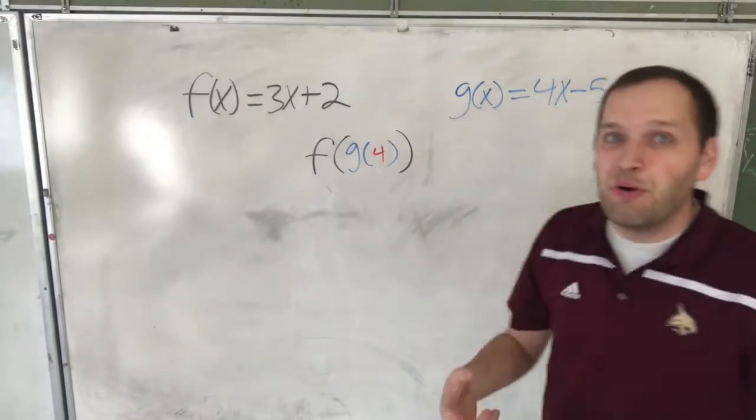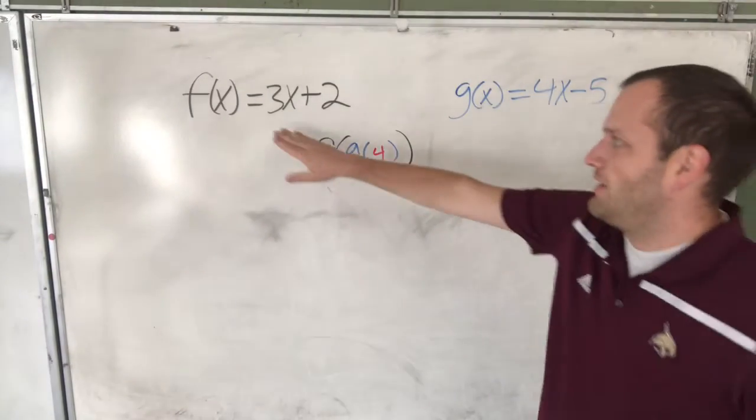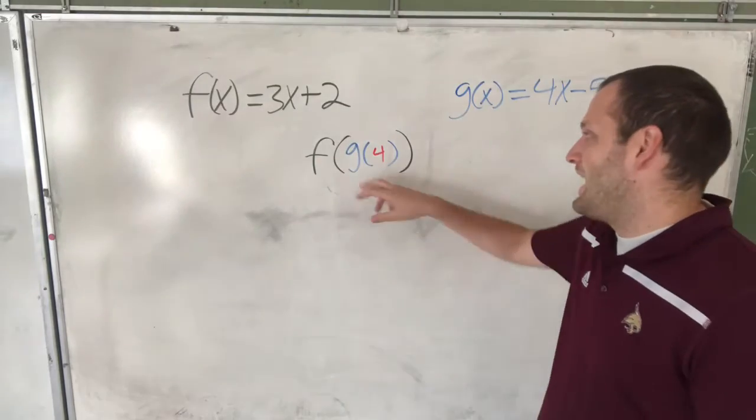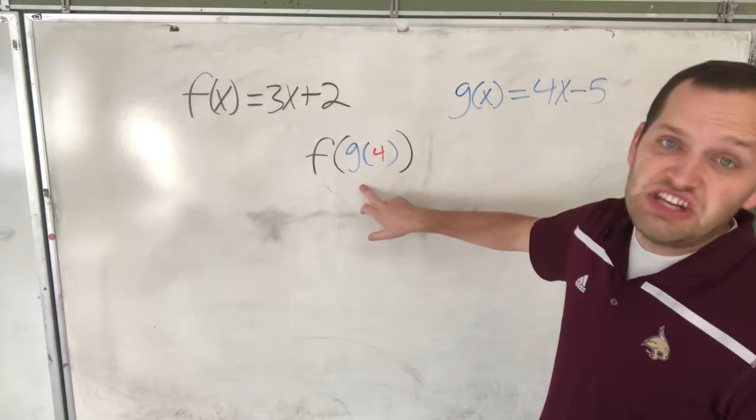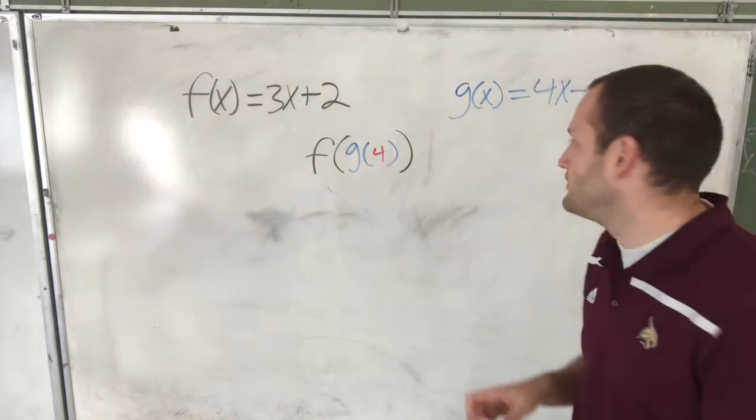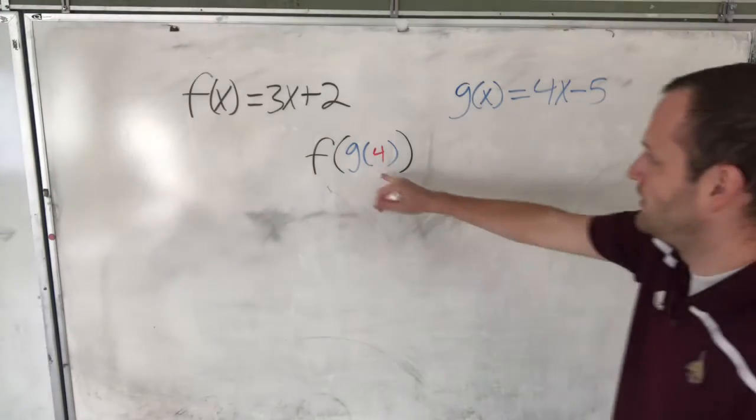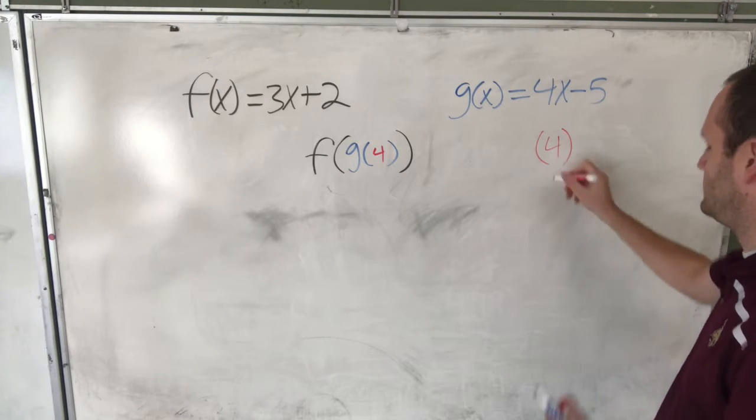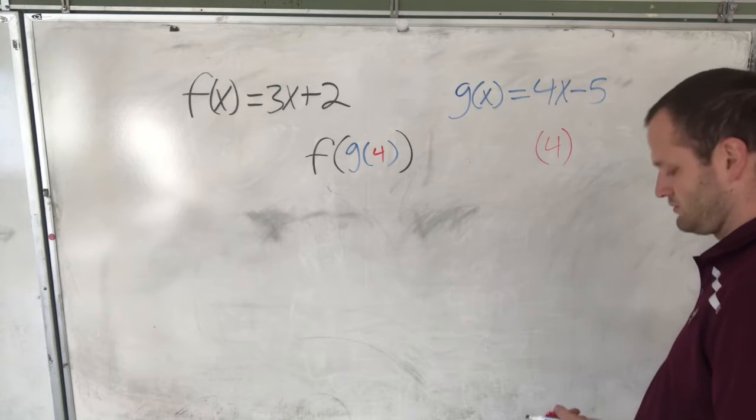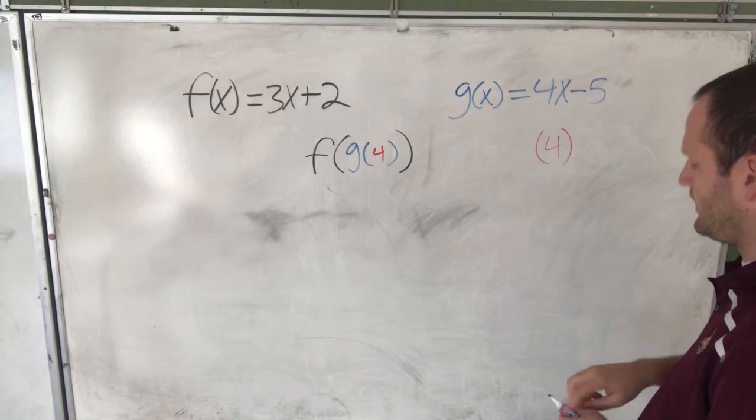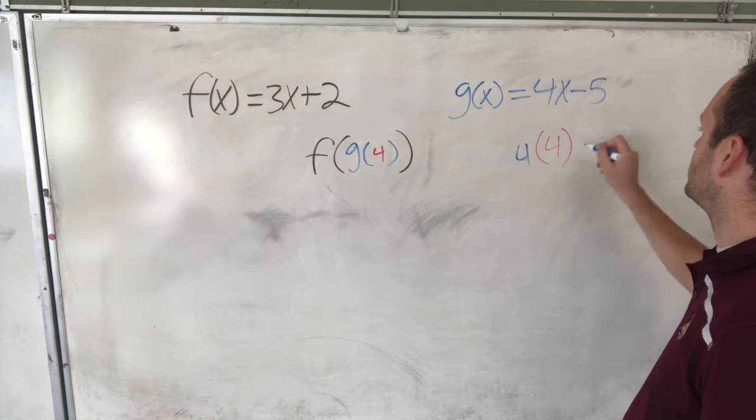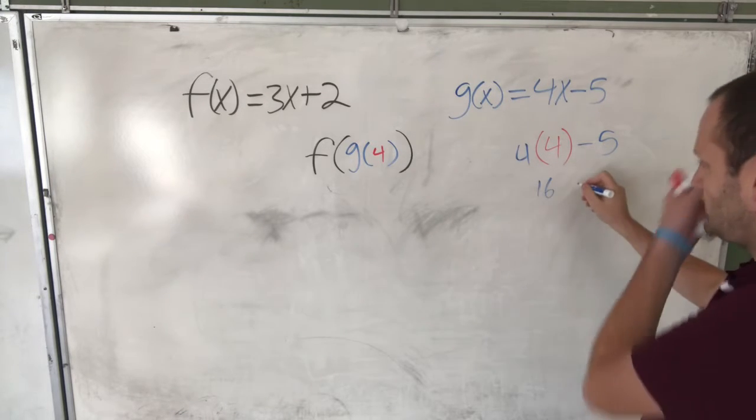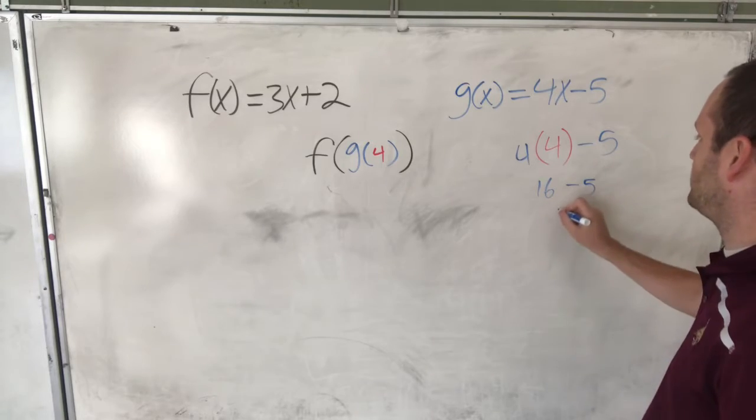So when we are composing functions, let's say we have f of x equals 3x plus 2, g of x equals 4x minus 5, and we want to find f of g of 4. What we would do is take this 4 and plug it into the g equation. So we've got 4 times 4 minus 5. 4 times 4 is 16, minus 5 gives us 11.